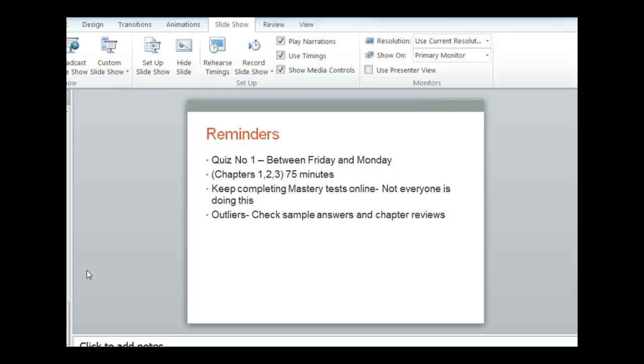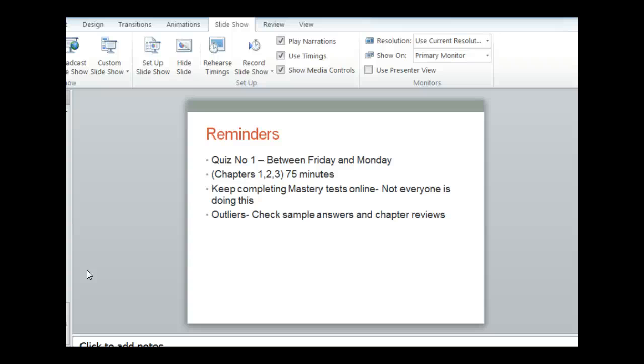Finally, I just want to give you some reminders. This week you have the first quiz, number 1, and you can take it between Friday at 8 a.m. and Monday at 5 p.m. You don't have to go anywhere to take it. It's going to be right in your computer. You have 75 minutes to take it, and it includes chapters 1, 2, and 3.